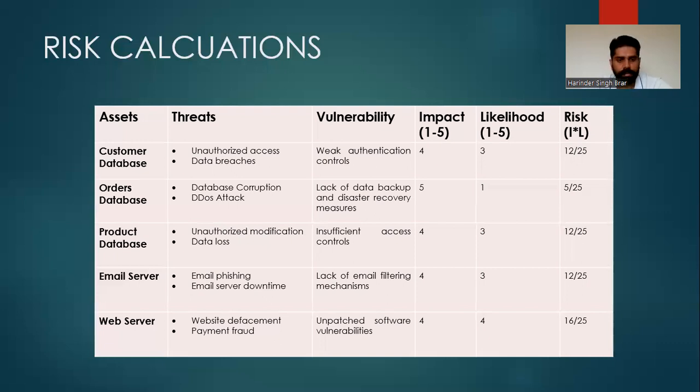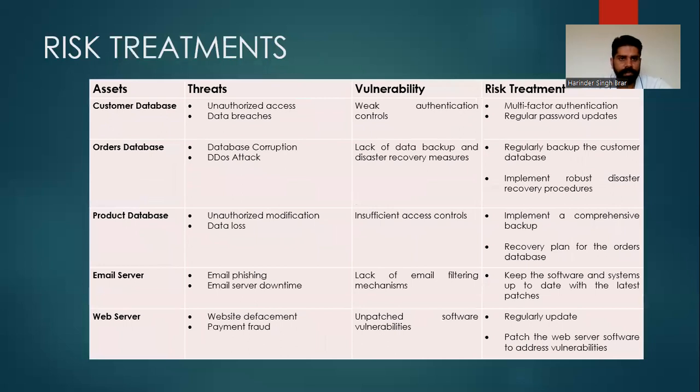Email server: threats are email phishing, email server downtime. Vulnerability, lack of email filtering mechanisms. Impact 4, likelihood 3, and risk is 12 out of 25. Web server: web defacement, payment fraud, and vulnerabilities are unpatched software vulnerabilities. Impact 4, likelihood 4, and risk is 16 out of 25. Moving to risk treatments.